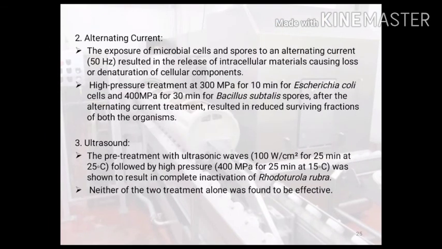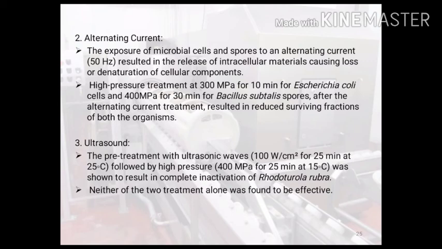The second one is the effect of high pressure treatment in combination with alternating current. The exposure of microbial cells and spores to an alternating current, that is 50 Hz, resulted in the release of intracellular materials causing loss or denaturation of cellular components. In this study, it was found that high pressure treatments at 300 megapascal for 10 minutes for Escherichia coli cells and 400 megapascal for 30 minutes for Bacillus subtilis spores after the alternating current treatment resulted in reductions of the survival fractions of both the organisms.